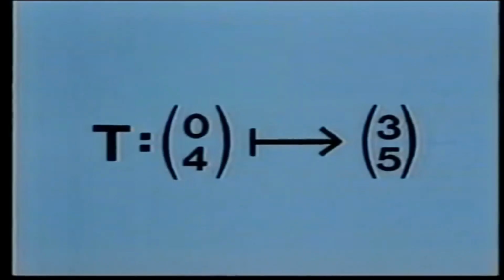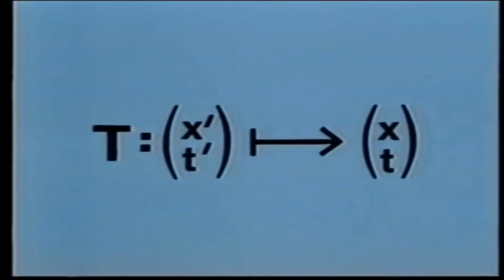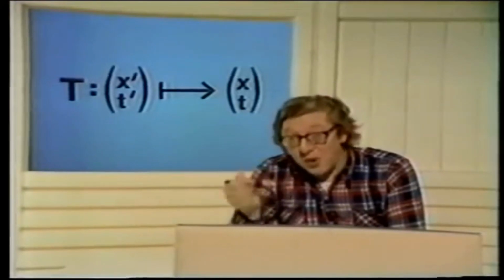So the event Jeremy called (0, 4), I call (3, 5). (0, 4) gets transformed to (3, 5), or more generally, x prime t prime gets transformed to xt. Well, in order to find out a bit more about this transformation, let's embark upon another imaginary experiment.